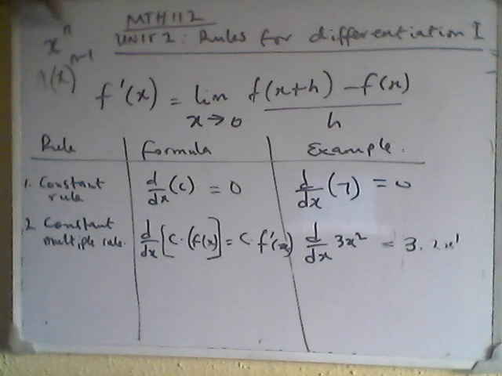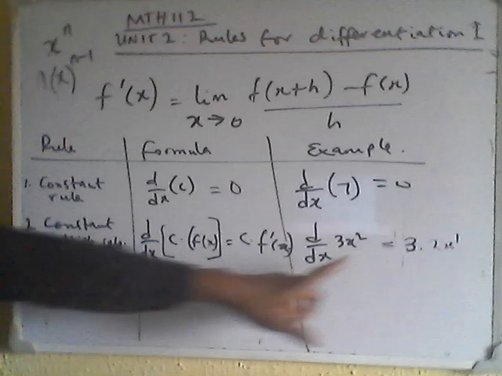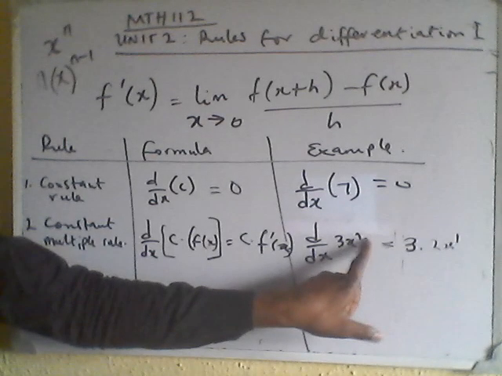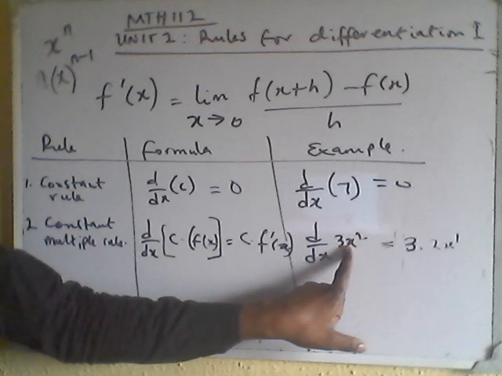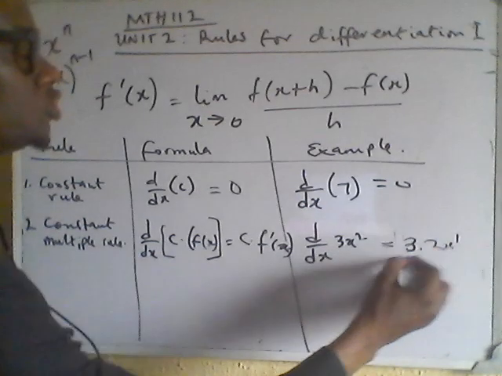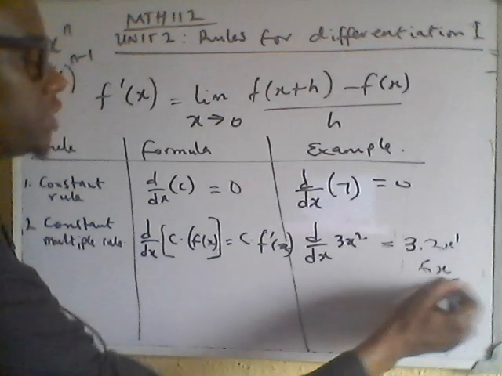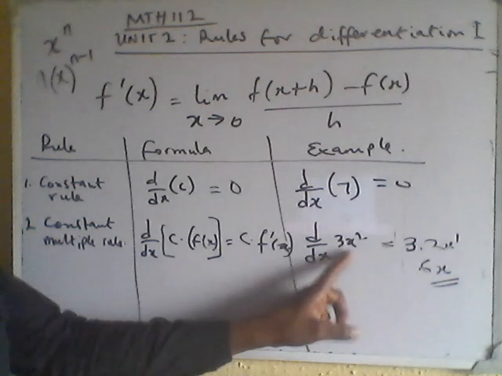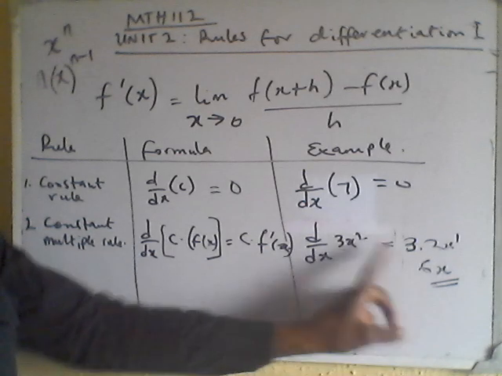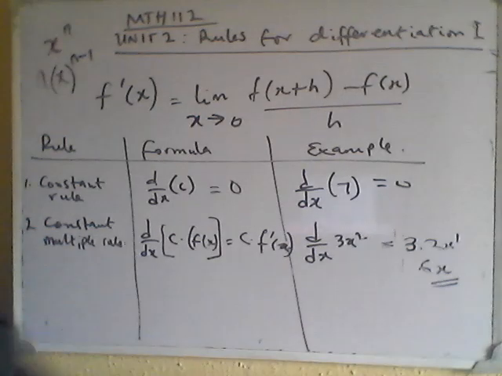So the exponent n is multiplying the coefficient of x, and at the same time, the exponent is reducing by 1. That's what happened here. 2 is multiplying the coefficient, and at the same time 2 is reduced by 1. So of course, in the long run, 3 times 2 is 6, so 6x. I don't need to put 1 there. So the differential of this is this. Just multiply the exponent by the coefficient and at the same time reduce the exponent by 1. Okay, so that's the constant multiple rule.